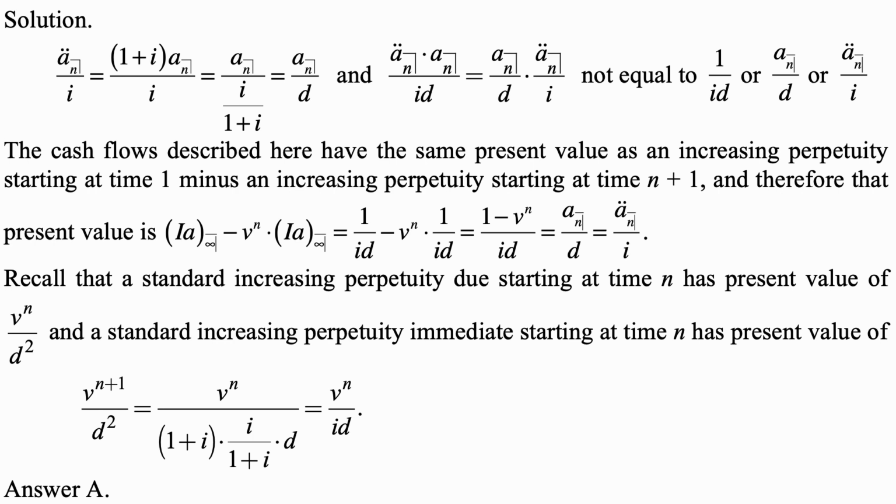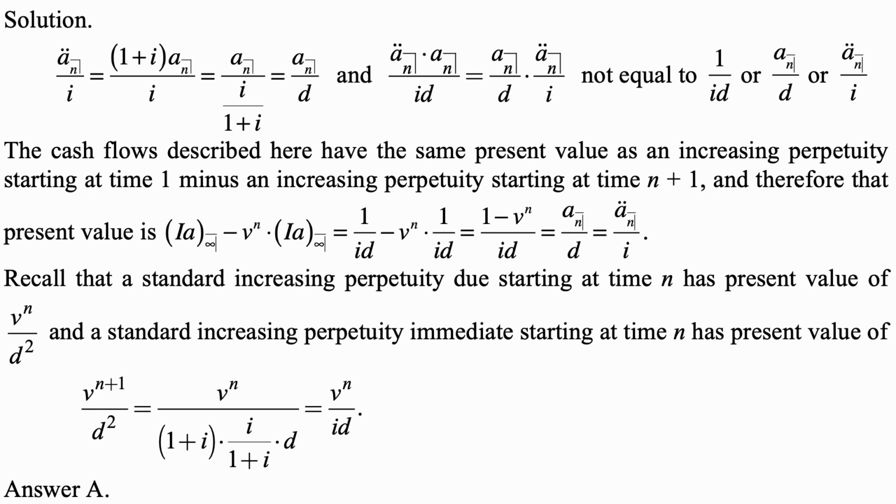That's answer A. But let's also note that a standard increasing perpetuity due starting at time n has the present value of v to the n over d squared. That's one of the three formulas in my study manual I ask you to memorize about payments, three types of payments: single payment, level annuity, and increasing annuity. And the standard increasing perpetuity immediate starting at time n has present value. So the first one was perpetuity due, this is perpetuity immediate. Well, that would be v to the n plus 1 over d squared, using the same logic, because now the first payment is at time n plus 1, because it's perpetuity immediate.